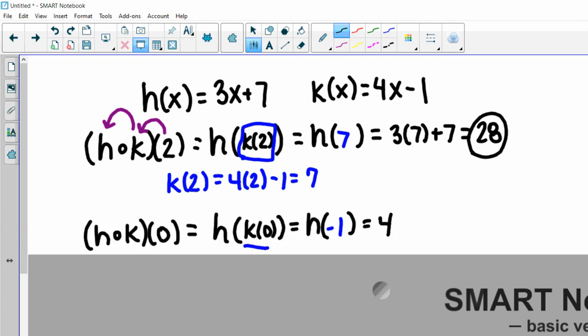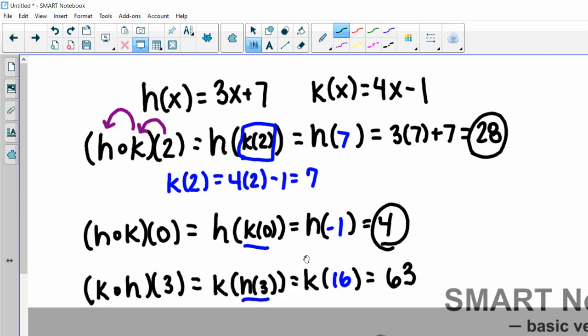All right, on the first one, h of k of 0 means I'm going to start by only plugging the 0 into k. If I plug 0 into k, 0 minus 1 is -1. Then I take that -1 and I plug it into h. -3 plus 7 is 4. H of k of 0 is equal to 4. K of h of 3, the 3 goes into h. When 3 goes into h, 9 plus 7 is 16 comes out. Then it says 16 has to go into k. 4 times 16 is 64, minus 1 is 63.